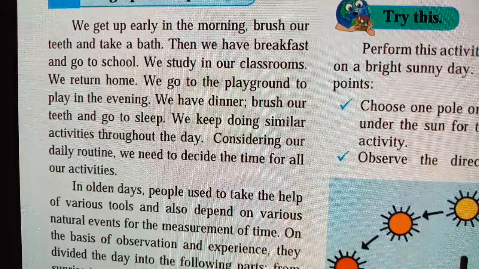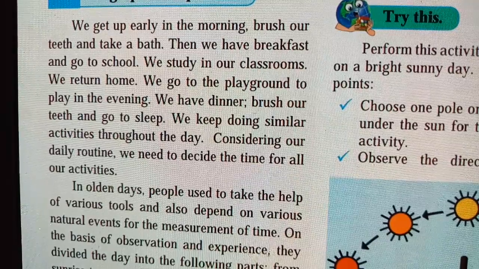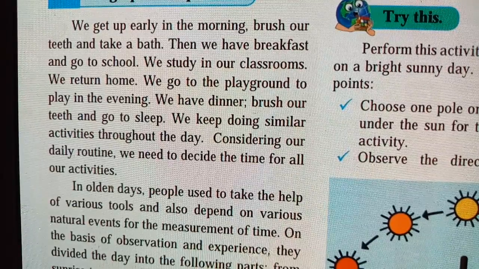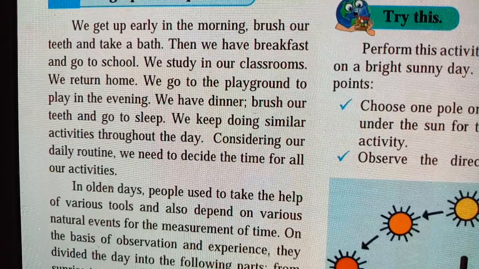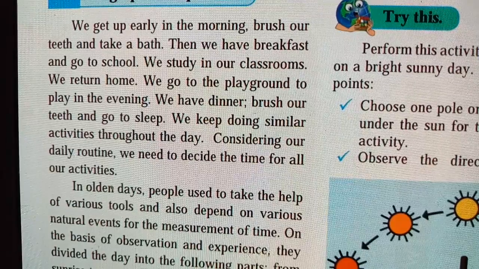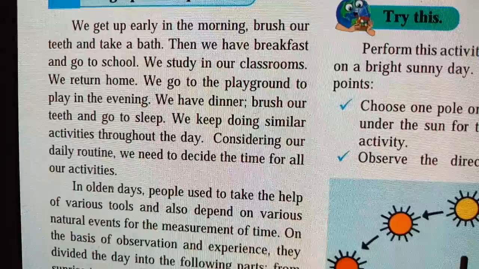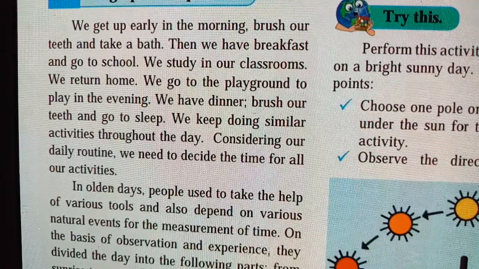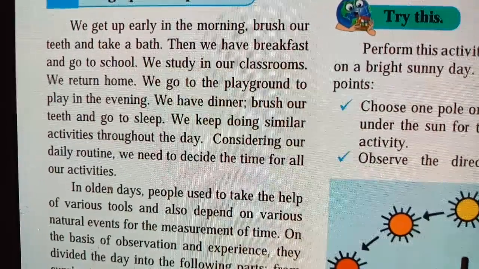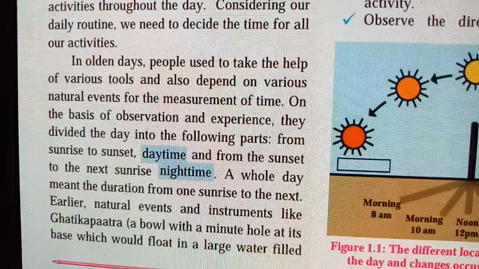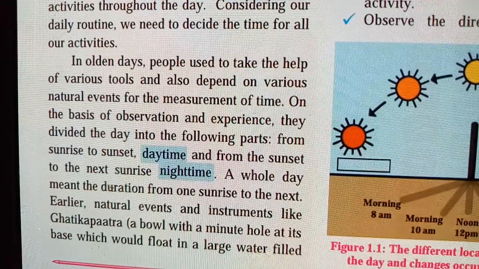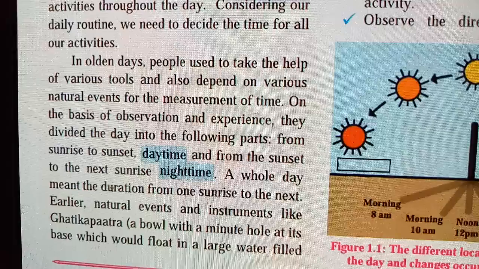We had watches and calendars. These are the tools we used for the measurement of time. Remember this: watch and calendar. These are the major tools we used in olden times. On the basis of observation and experience, they divided the day into the following parts.